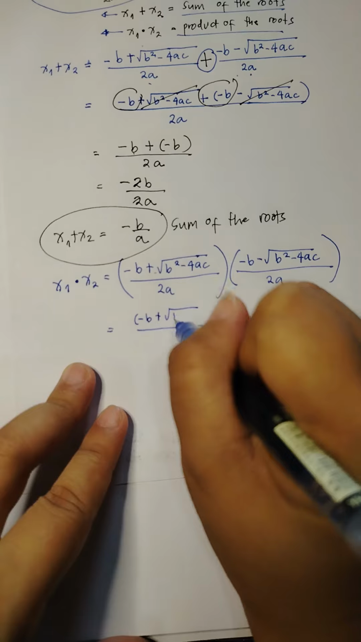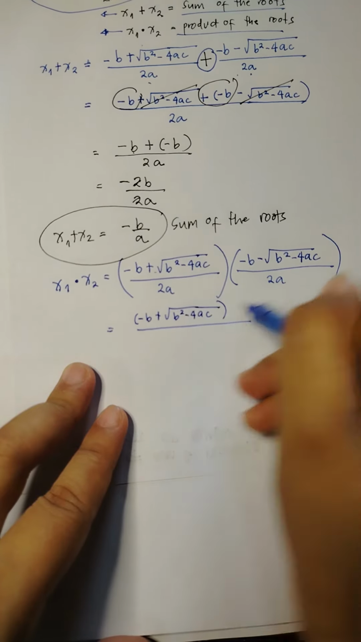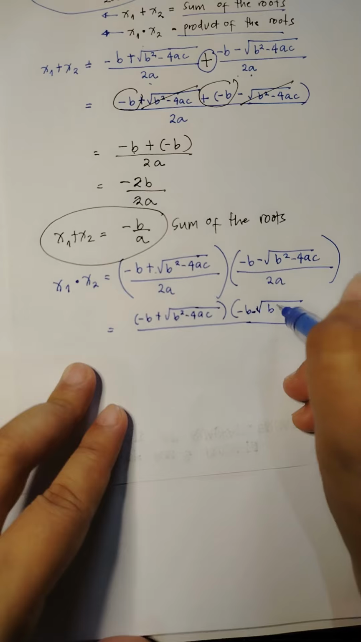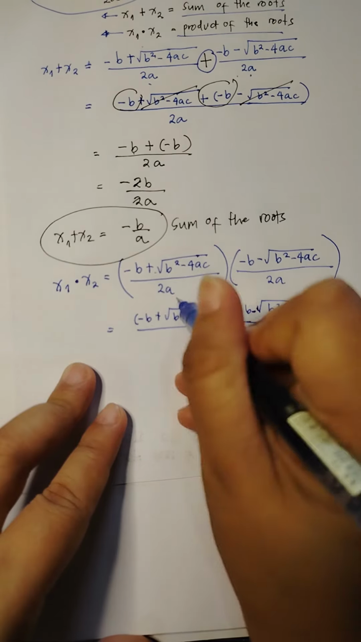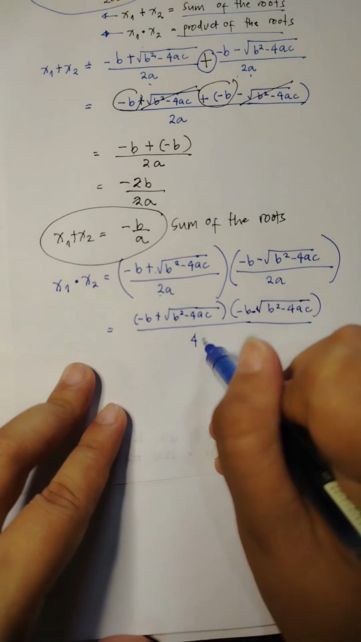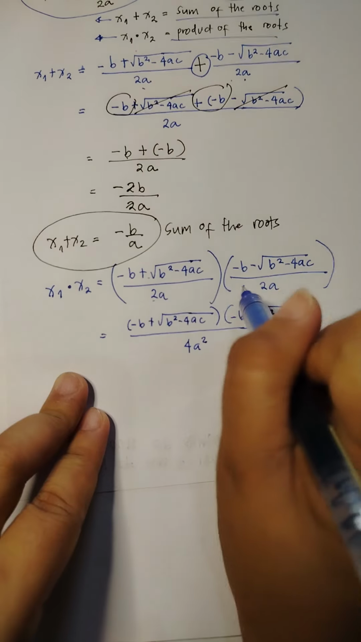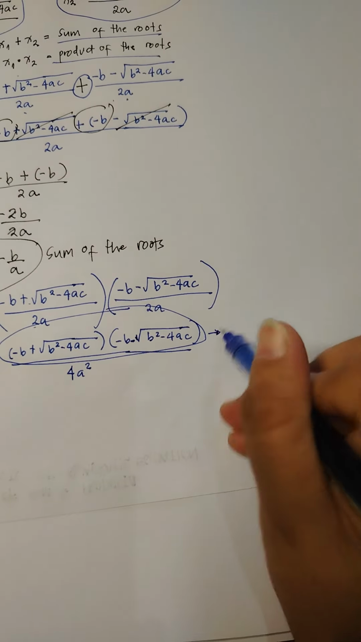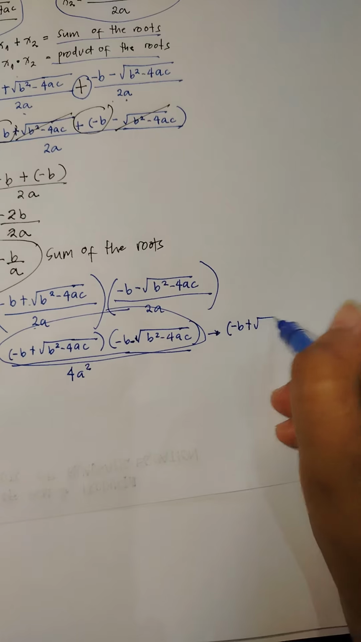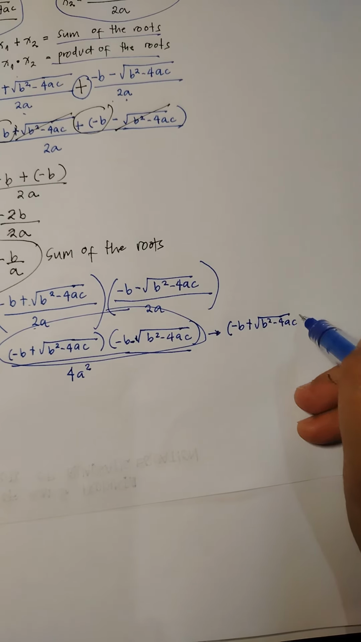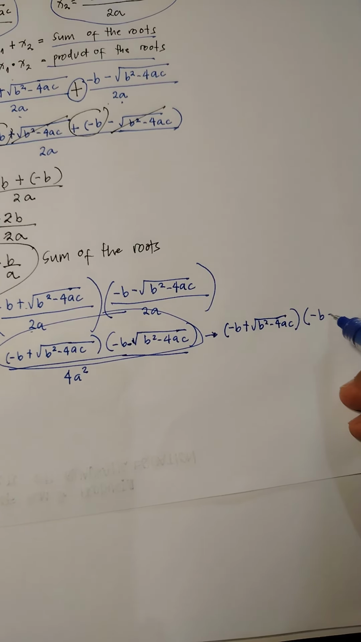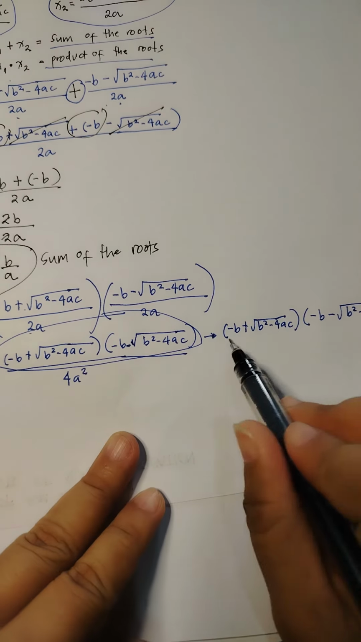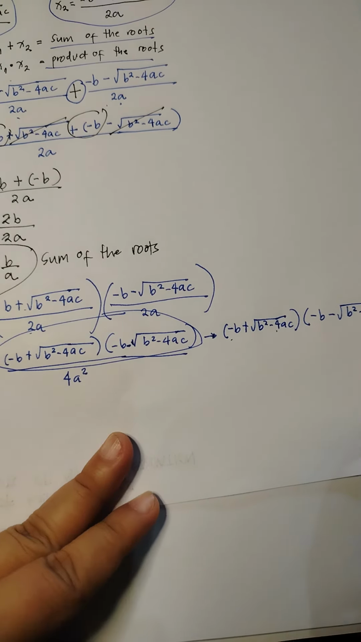Negative b plus square root of b squared minus 4ac, then negative b minus square root of b squared minus 4ac, over 2a times 2a, we have 4a squared. Now, let's focus on this expression, since we have the numerator. So, negative b plus square root of b squared minus 4ac times negative b minus square root of b squared minus 4ac. Since this is a binomial and also a binomial, we can use the FOIL method.